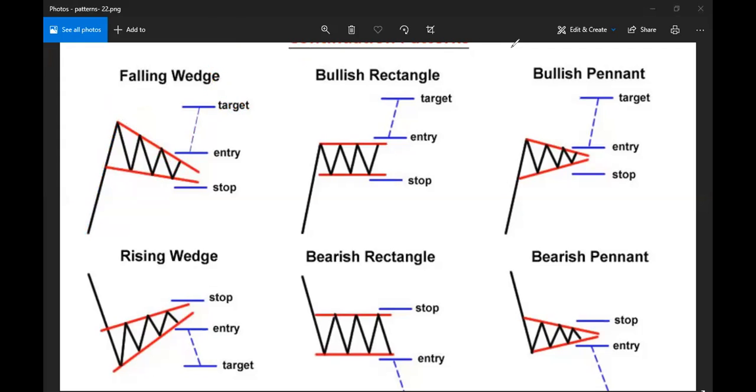So do we now understand what the falling wedge is? Talking about continuation patterns, the falling wedge, do you now understand what it is?